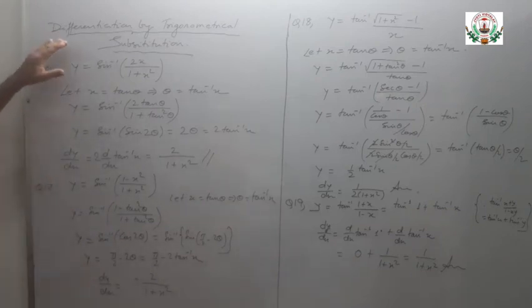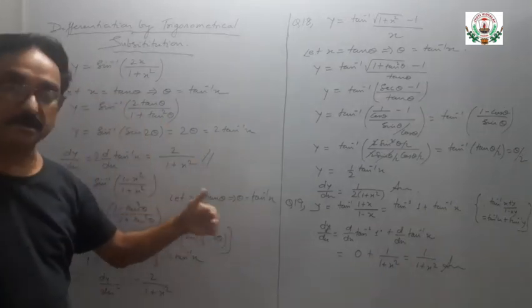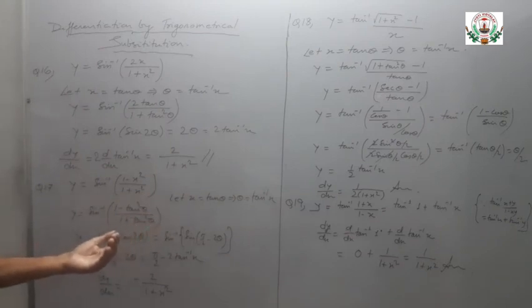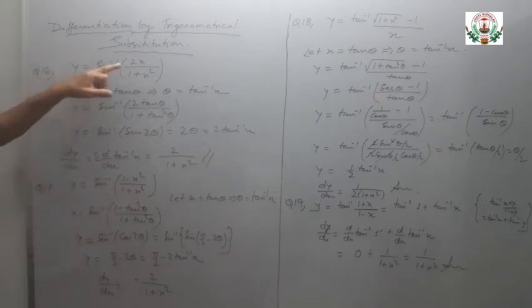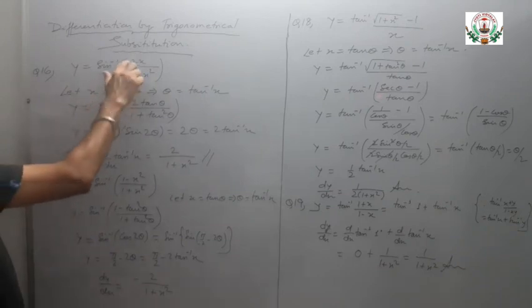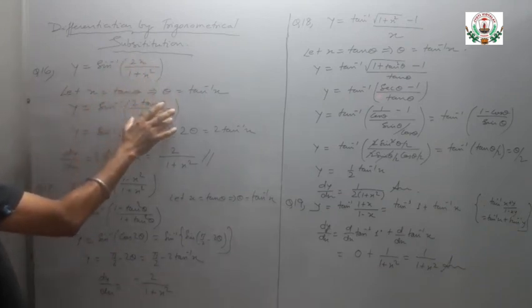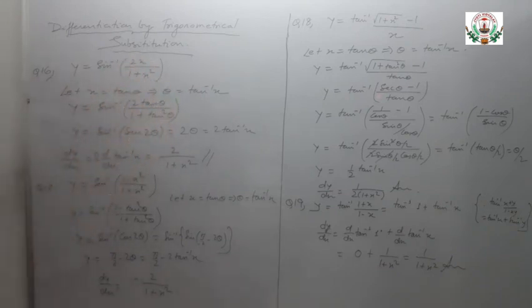It is just like the problem of an inverse trigonometric function. We first simplify them to the simplest form, as we do in the inverse trigonometric function chapter, and then we differentiate. So y equals sin inverse of 2x upon 1 plus x square. If we take x equals tan theta, 2 tan theta upon 1 plus tan square theta becomes the formula of sin 2 theta.